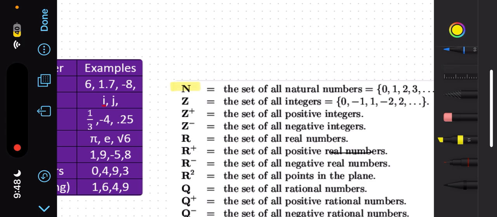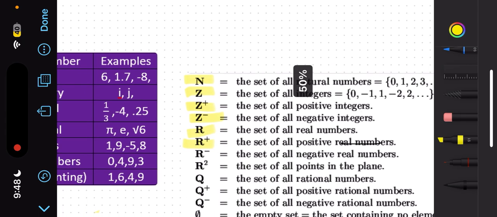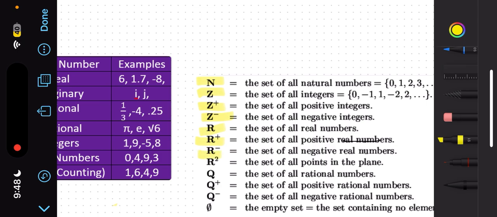All integers are known as Z. Positive integers are Z plus. Negative integers are Z minus. All the real numbers are known as R. All the positive real numbers are called R plus. Negative, R minus. Okay, we will be cutting this.